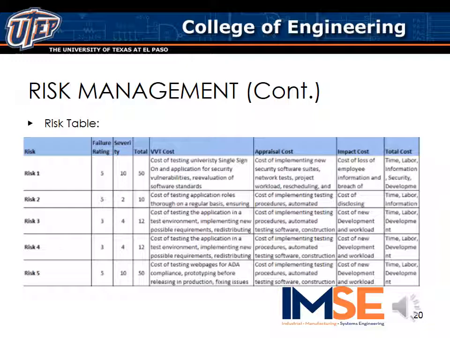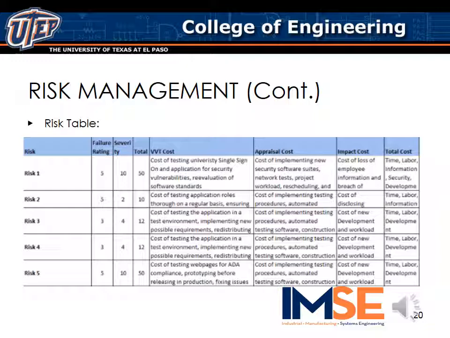rating of 5, 5 being the highest, 1 being the lowest. The severity has a value of 10, 10 being the highest, 1 being the lowest. Multiplying 5 and 10 gives us a total of 50. The VVT cost, then, is the cost of testing the university single sign-on and application for security vulnerabilities, and reevaluation of software standards.